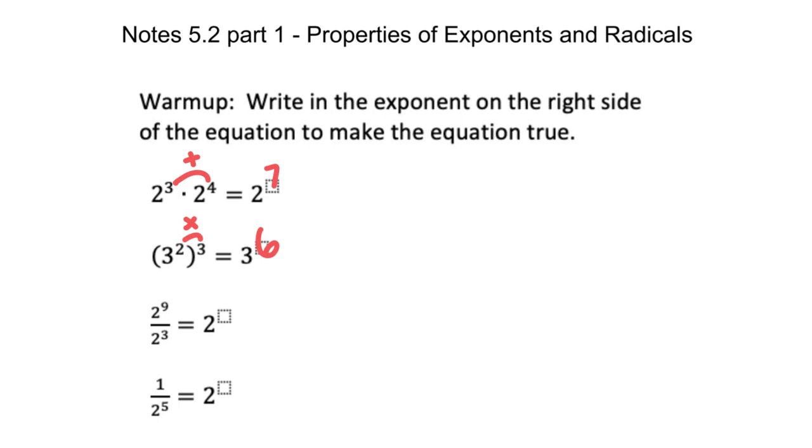All right, next one, again, same bases, so big old 2's. The exponents, since it's division, you can take those and subtract them. So 9 minus 3 would make this a 2 to the 6th. And then the very last one, we kind of talked about this in the last video. When we have 1 over something with the exponent, that is the same thing as having a negative exponent. So 2 to the negative 5th is the same thing as moving that exponent to the bottom to make it positive.